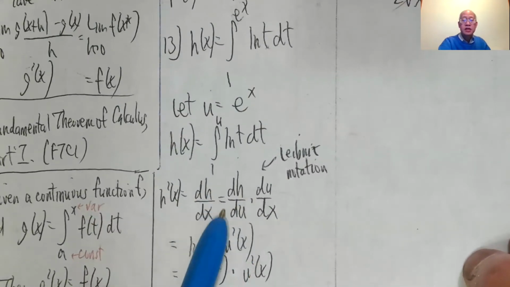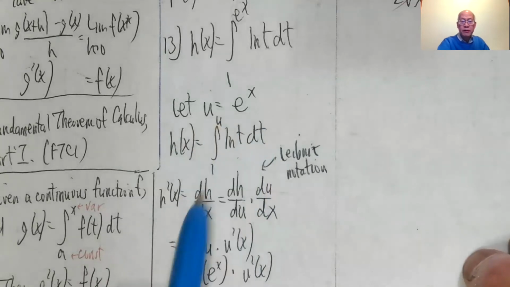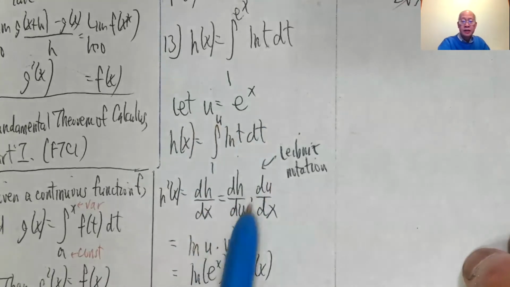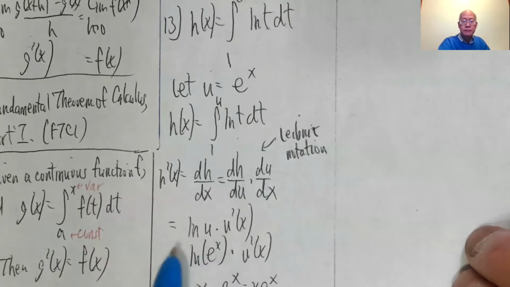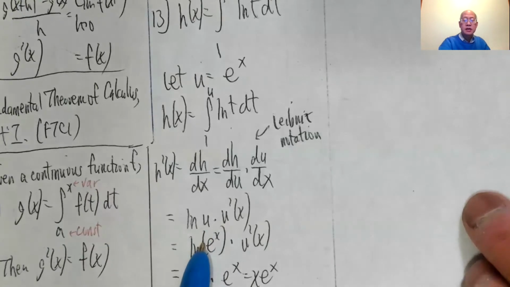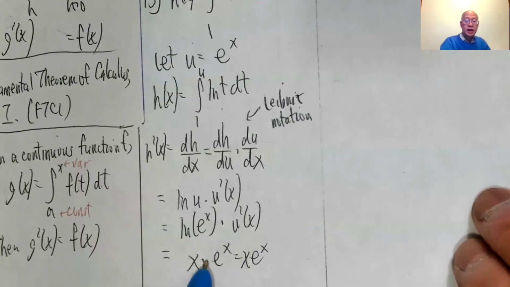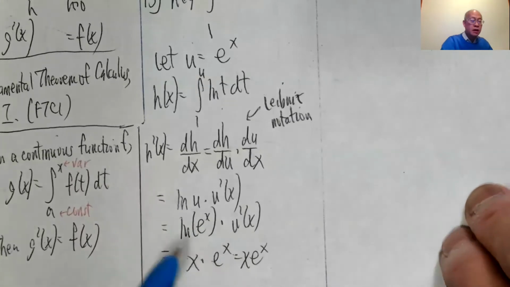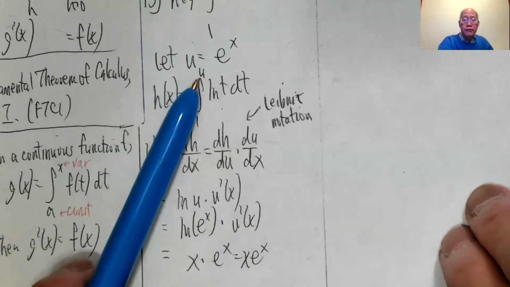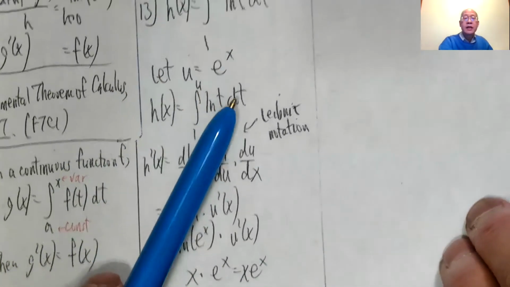Okay, so dh du, well, if I just follow the rule from before, I just put that right over there, ln u. And then du dx can be written as u prime of x. Change u back to what it was, e to the x times u prime of x. ln of e to the x is x times e to the x, or x e to the x. So that's the answer to this one, but now shortcut, it looks like if you have a function, put that function right over here, and then differentiate the function.